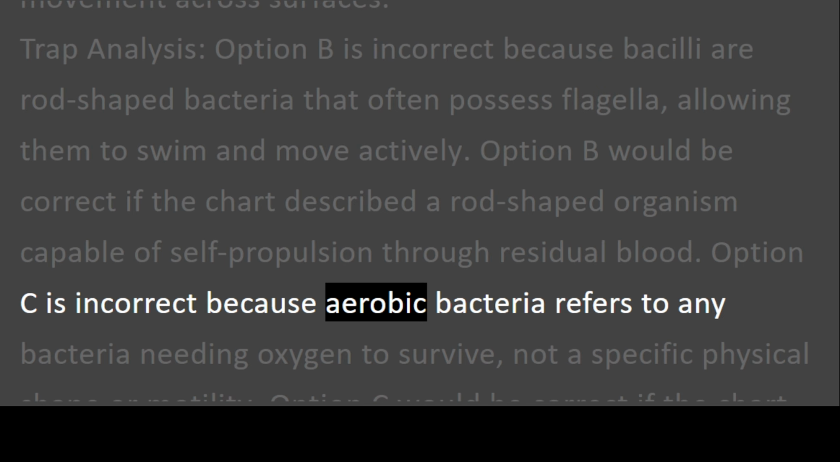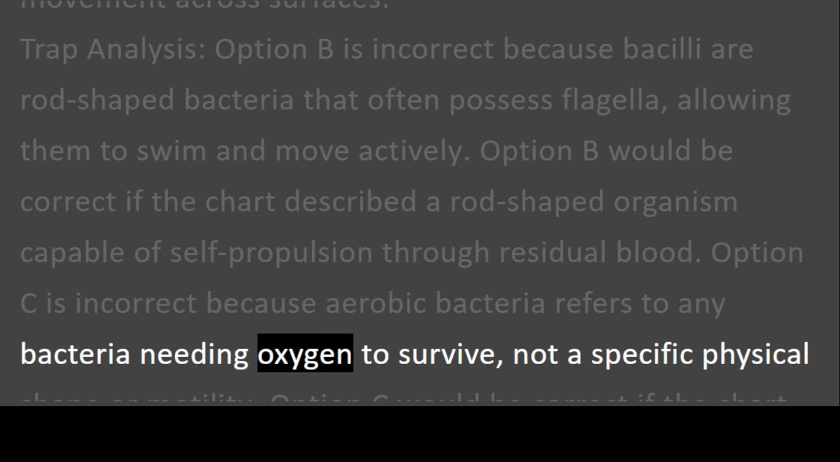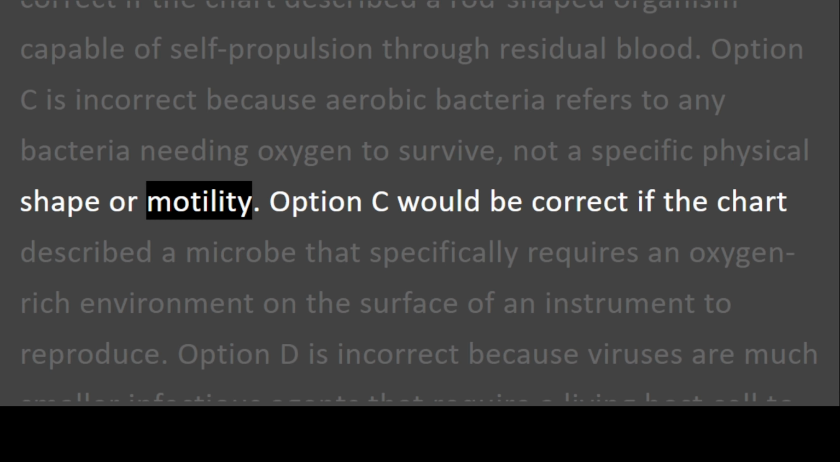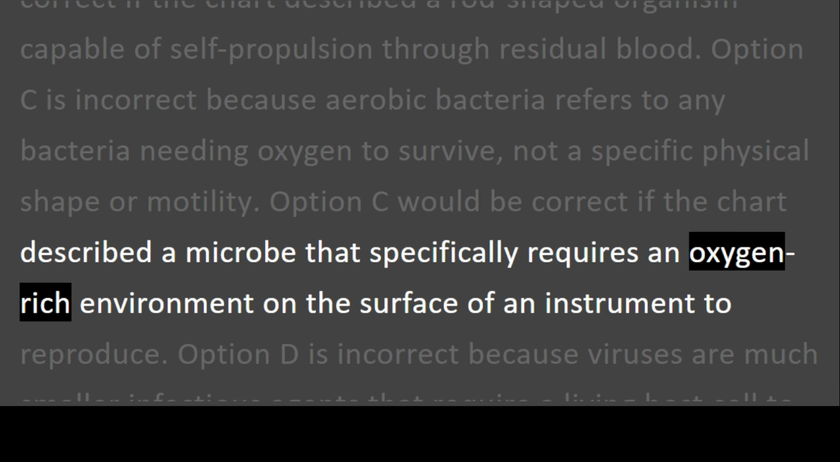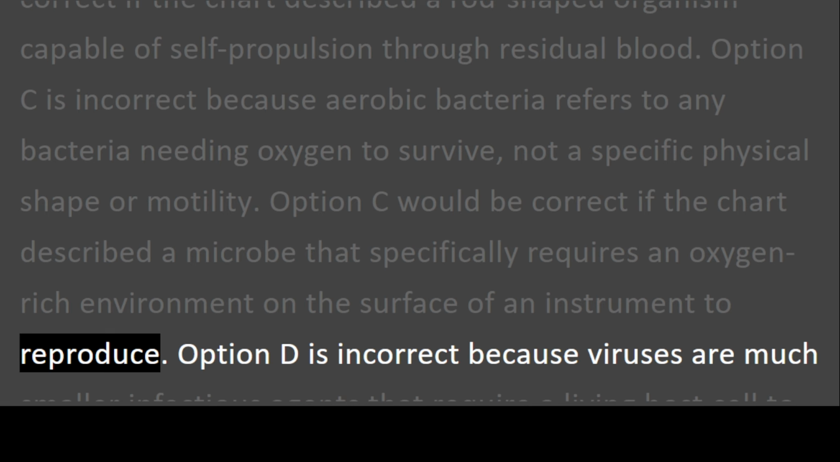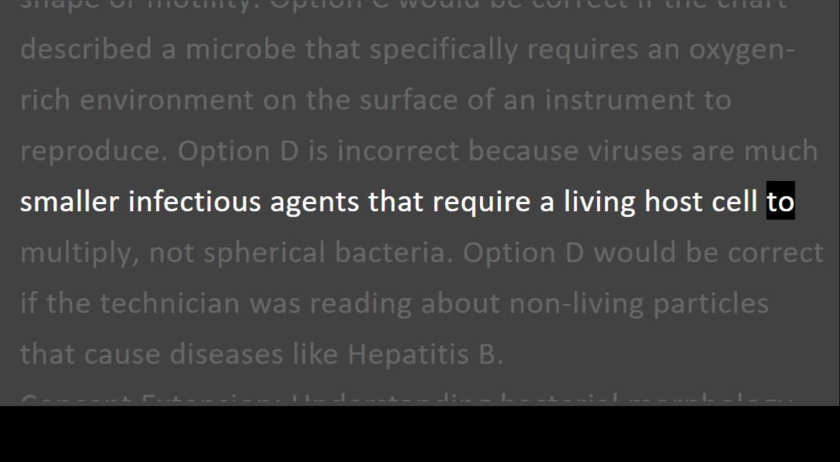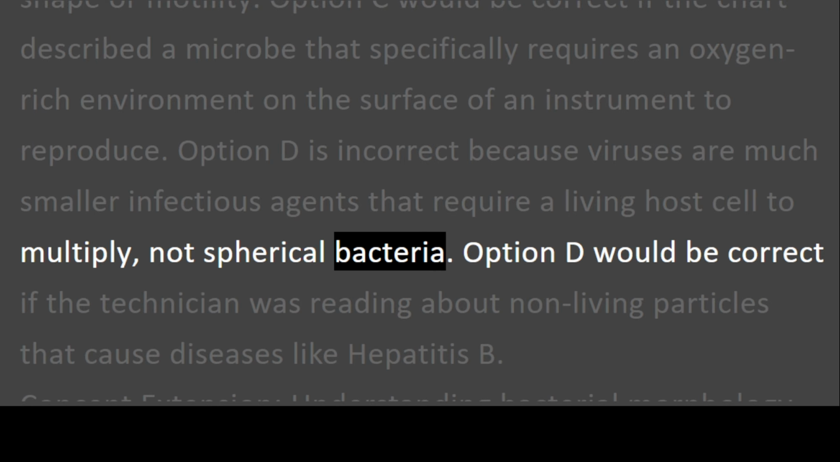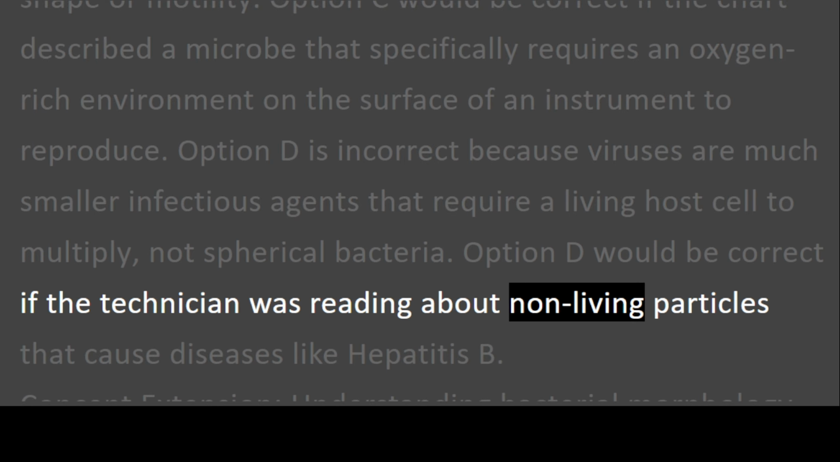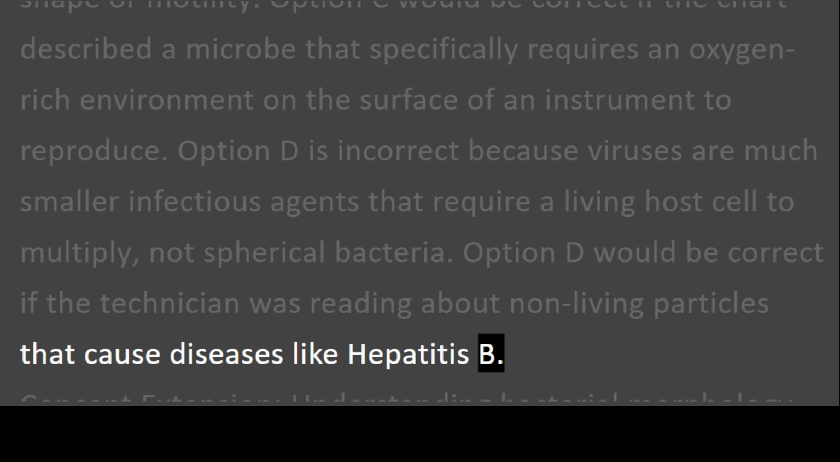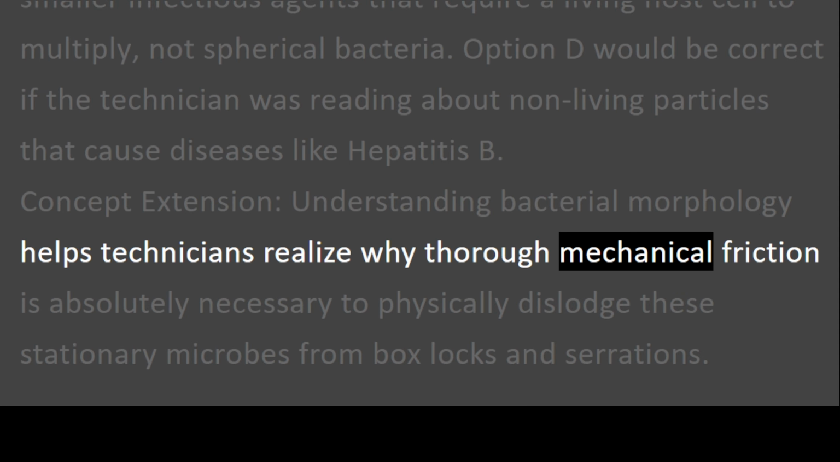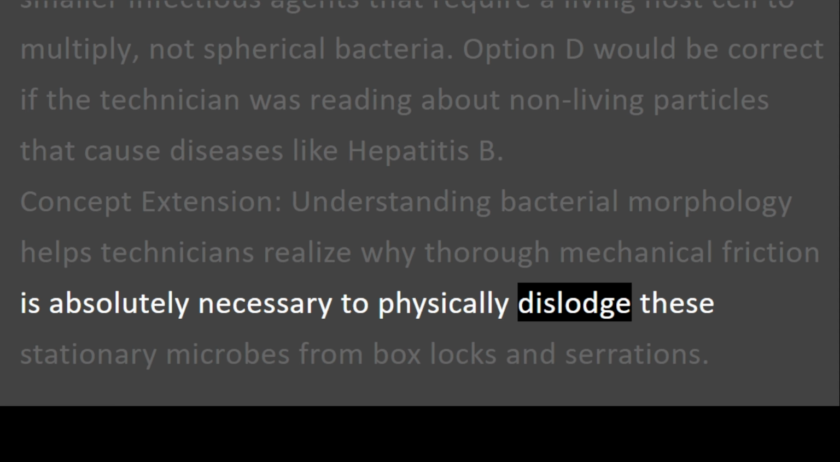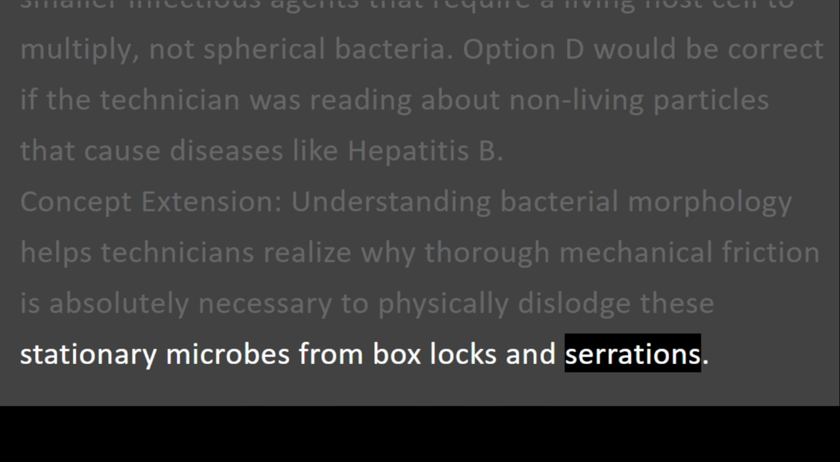Option C is incorrect because aerobic bacteria refers to any bacteria needing oxygen to survive, not a specific physical shape or motility. Option C would be correct if the chart described a microbe that specifically requires an oxygen-rich environment on the surface of an instrument to reproduce. Option D is incorrect because viruses are much smaller infectious agents that require a living host cell to multiply, not spherical bacteria. Option D would be correct if the technician was reading about non-living particles that cause diseases like hepatitis B. Concept extension. Understanding bacterial morphology helps technicians realize why thorough mechanical friction is absolutely necessary to physically dislodge these stationary microbes from box locks and serrations.